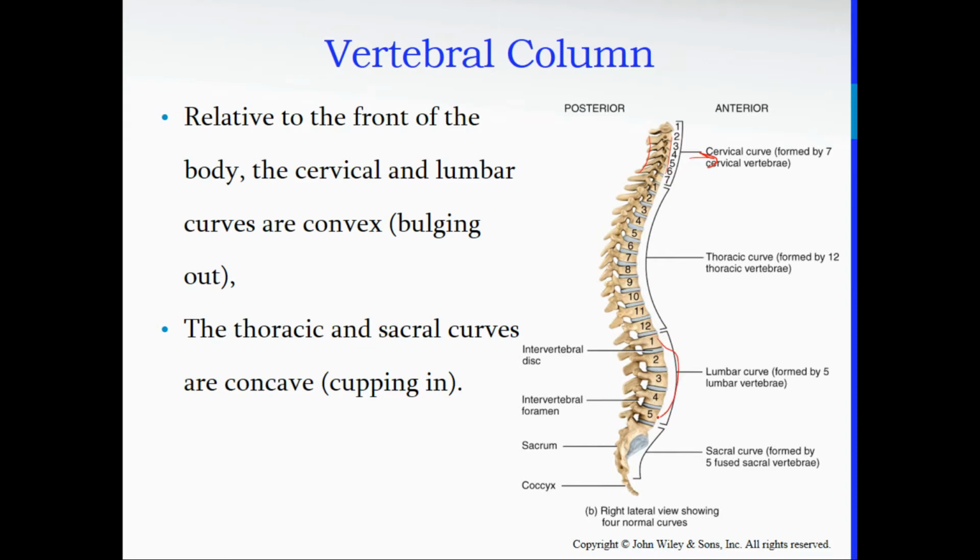So bulging out, the lumbar is gonna curve this way. That's the out they're talking about. And cervical are gonna bulge out towards the front. The thoracic and sacral are concave, cupping in. So here's the cup. But if you're talking about from the back, they're going to curve out this way towards the posterior. So when they say bulging out, they really mean bulging forward. And the cupping of the thoracic, that cup will then be facing the front or anterior.